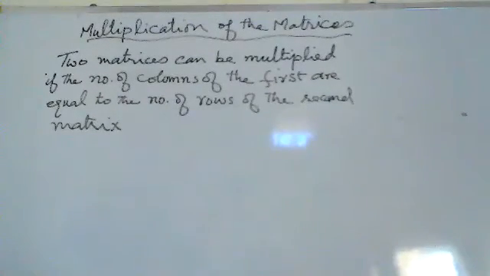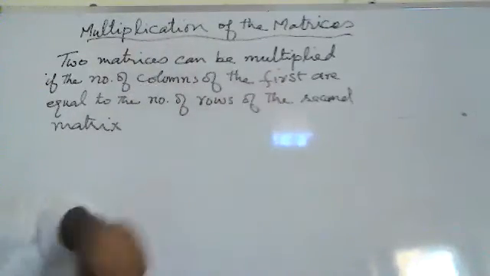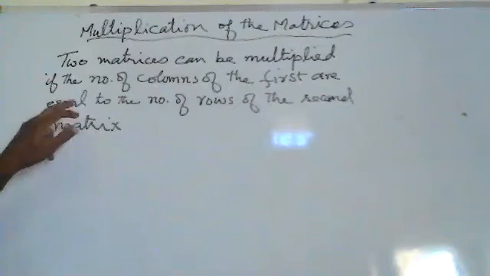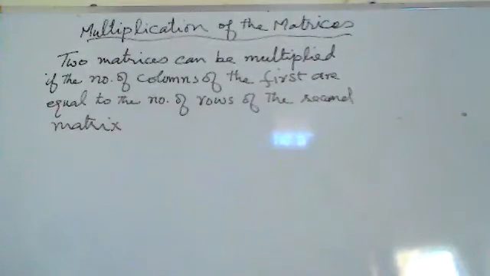So two matrices are said to be conformable for multiplication if the number of columns of the first matrix are equal to the number of rows of the second matrix. So those two matrices are conformable for the multiplication.